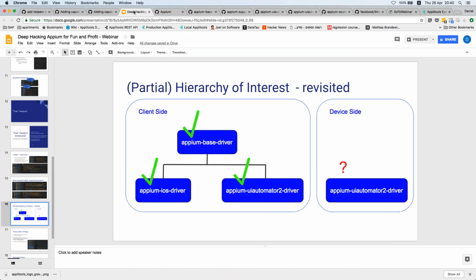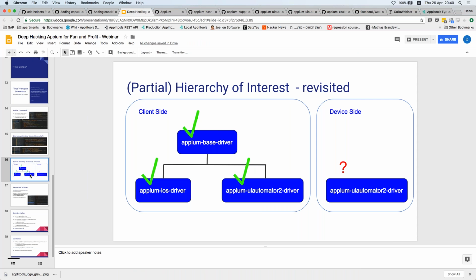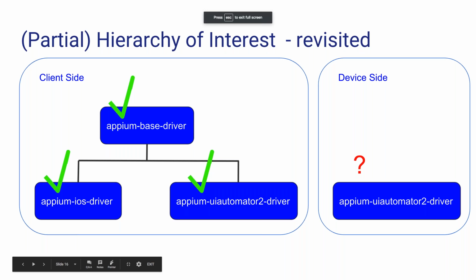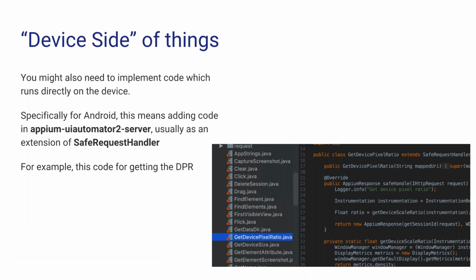All right. So, okay, this is what we've discussed. The device side of things. This is an example. I showed you one just now, but this is another one. This is the get device pixel ratio. We need the device pixel ratio because some devices return inflated images, right?